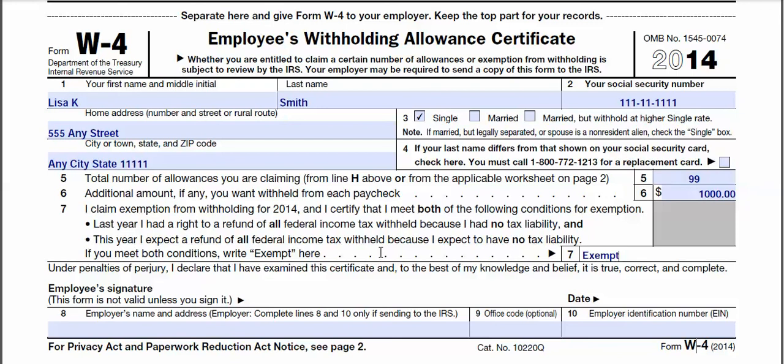Okay? Well, this concludes part 1. If you need to listen to part 2 to discuss how to walk through the worksheet to determine your number of allowances, then click on over to part 2 and we will discuss that. Part 3 will discuss the allowances on page 2.